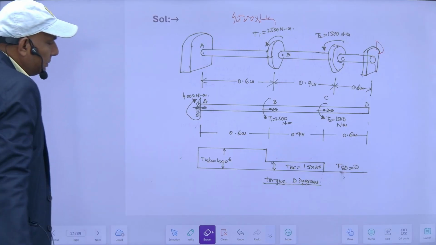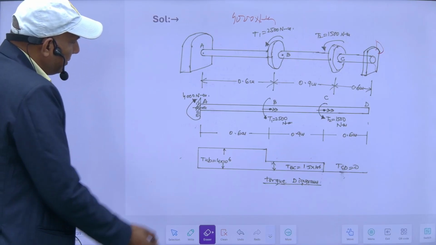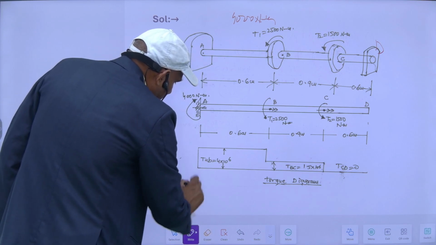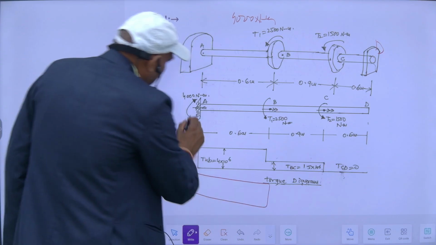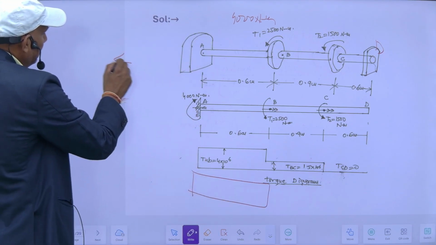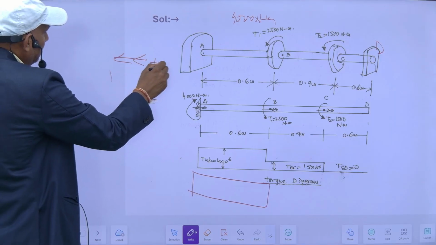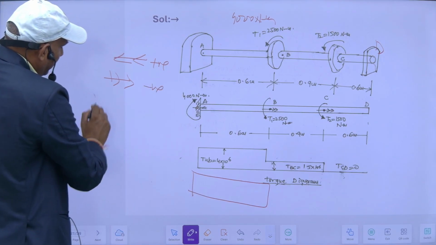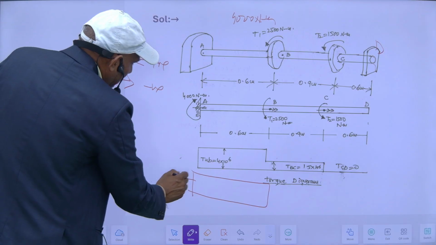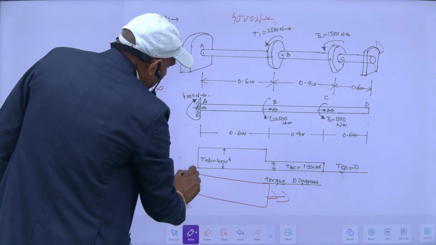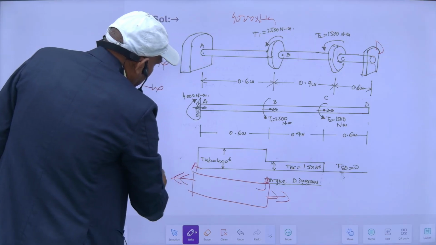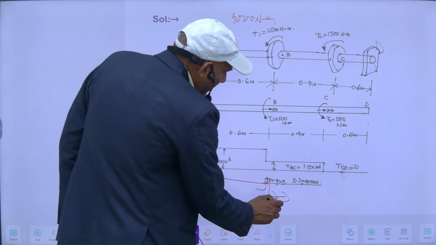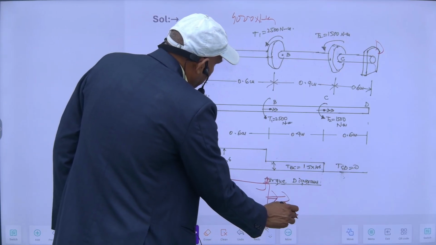If I want to draw the free body diagram of this portion, it will be like this. Suppose I consider this positive and this negative. So for AB portion it will be like this. This is for AB portion, so this is 4000 Newton meter.